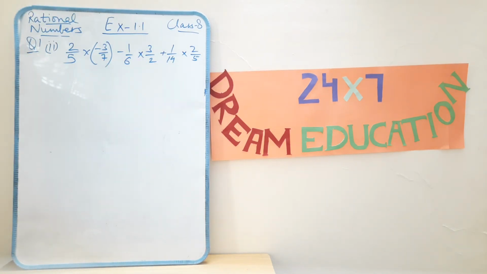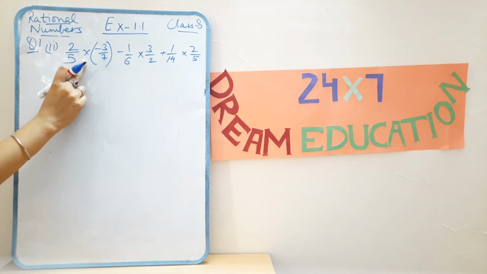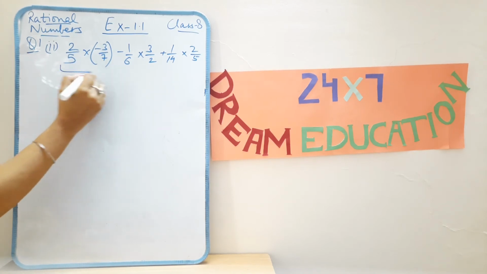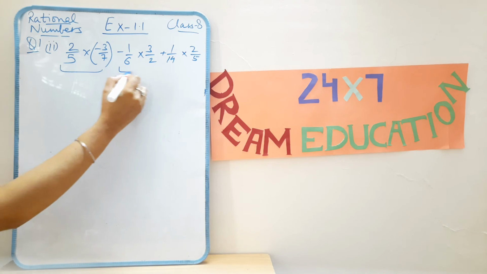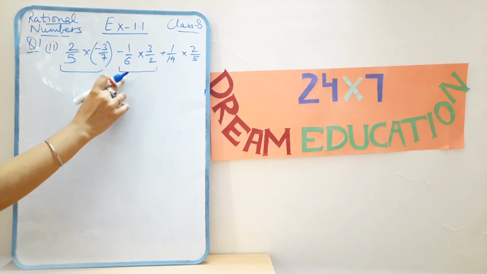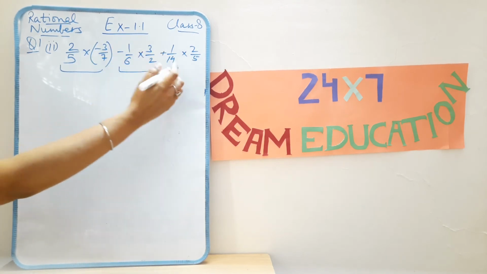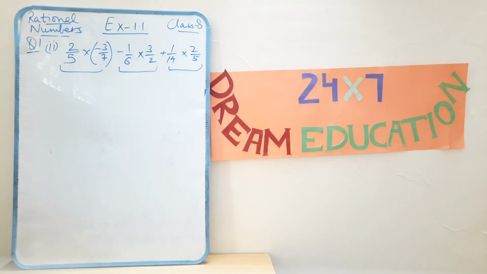How to make the groups? If a multiplication sign is there between two numbers, they fall in one group. Minus sign, separate group. Multiplication sign, one group. Plus sign, separate group. Multiplication sign, one group.